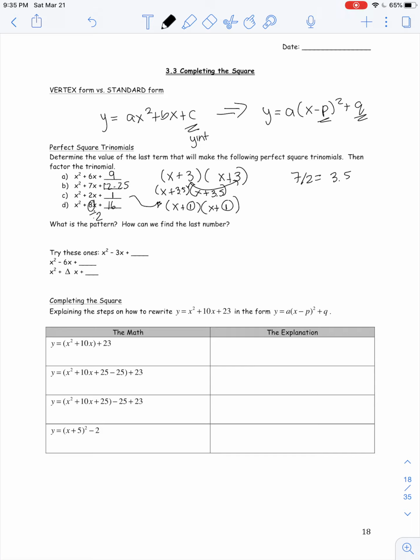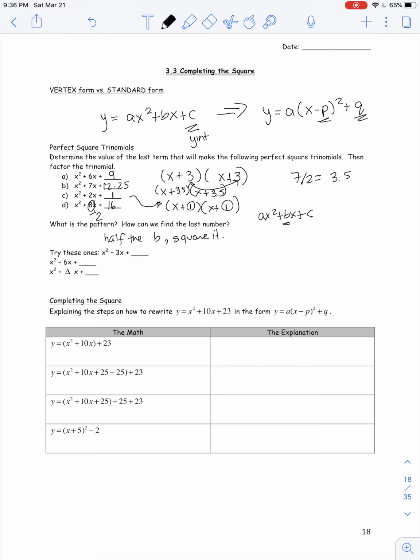The pattern is that we take half the b value, because when we're talking about standard form, it's always called ax squared plus bx plus c. Our b value is the middle term. We're taking half that value and then we're squaring it. Square it.